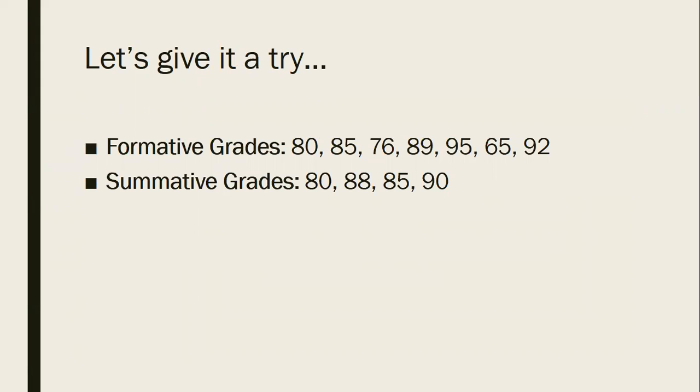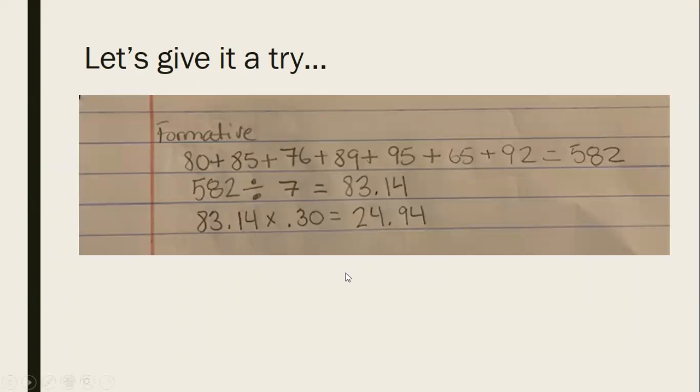All right, assuming that you tried that out, let's see what the process looks like for these grades. So I wrote this out for you. Formative grades. We took all of the formative grades that were listed: 80 plus 85, 76, 89, 95, 65, and 92. We added them all together and we got 582. And I took that 582, divided it by 7 because there's 1, 2, 3, 4, 5, 6, 7 grades, got 83.14. We're not finished yet.